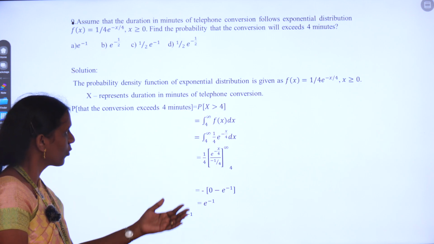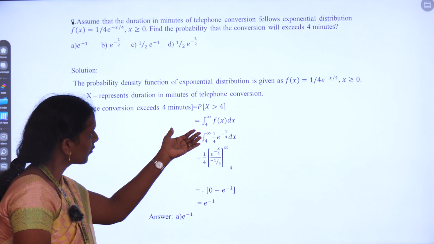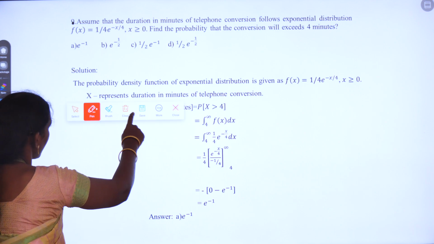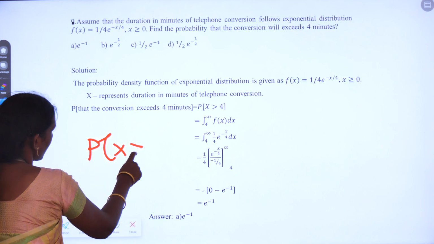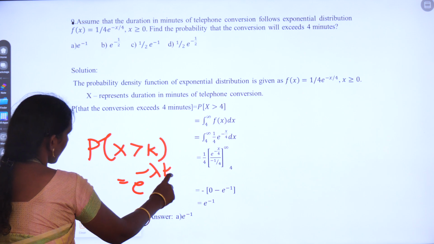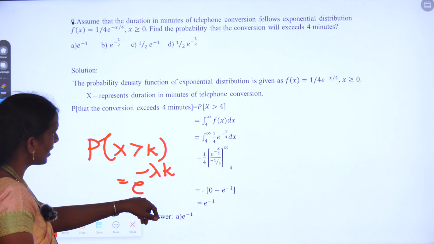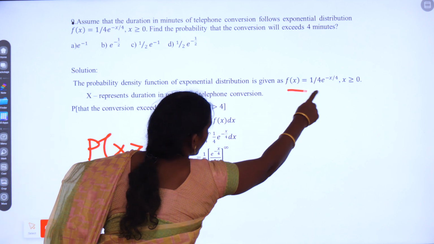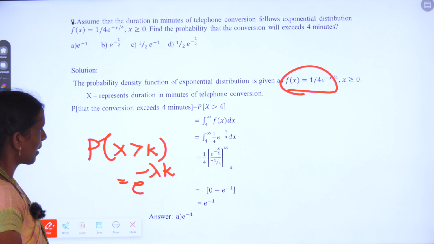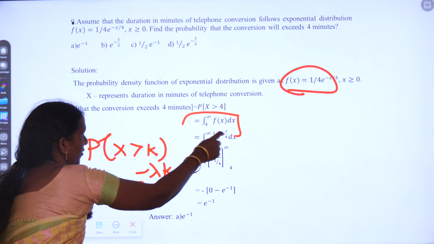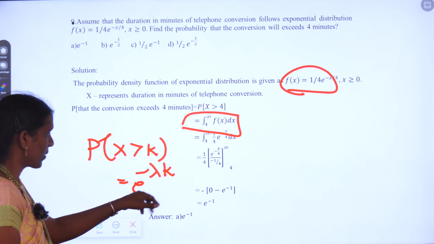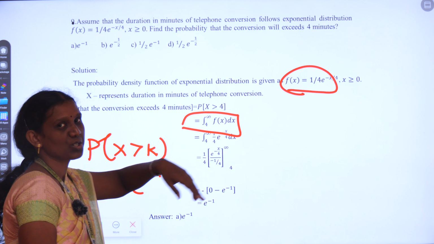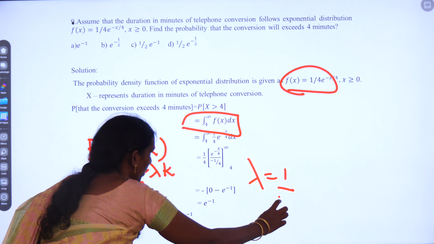For probability of x greater than 4, we can use either the integral formula, integral 4 to infinity f of x dx, or the usual formula, probability of x greater than k is equal to e power minus lambda k. We don't have the lambda value given here, but if we compare the PDF of this with the standard exponential function, we have lambda is equal to 1 by 4.